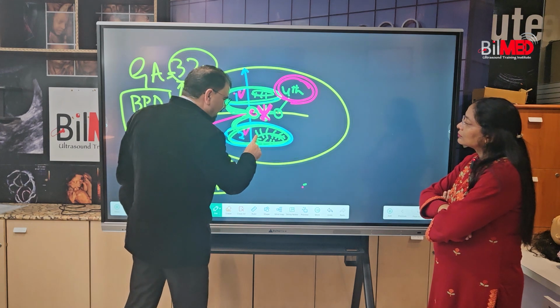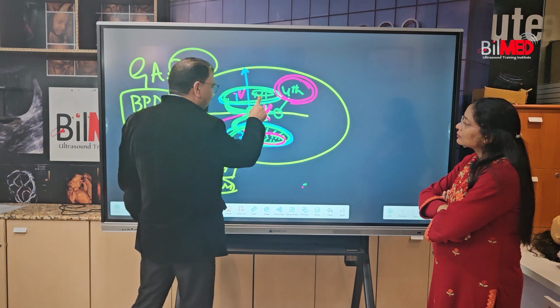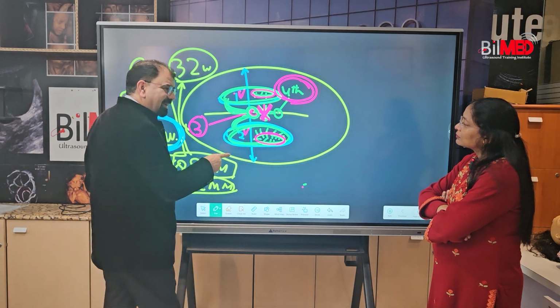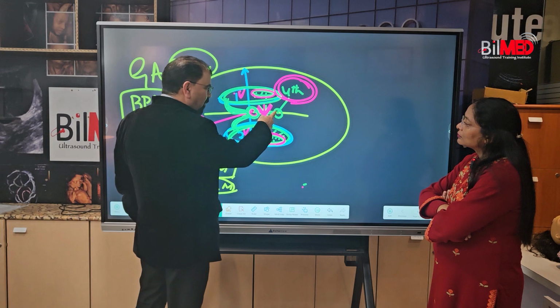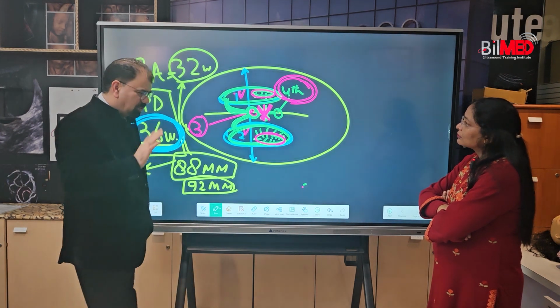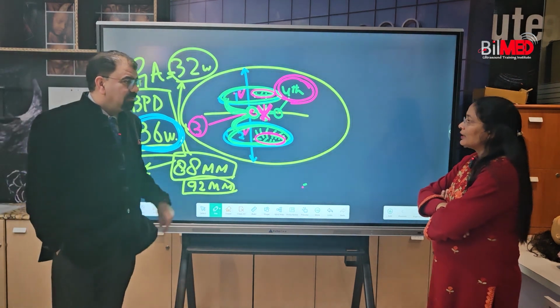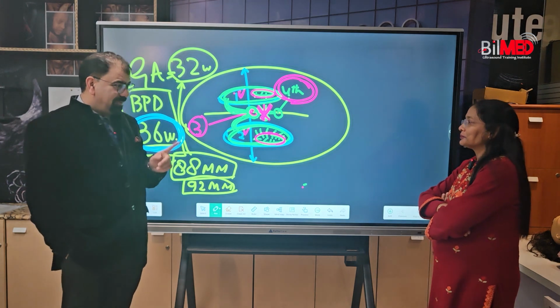Stenosis is here. My factory for excreting the CSF is over here. What will be the status of the fourth ventricle in case of aqueductal stenosis? It will not be dilated. Very good. It will not be dilated.